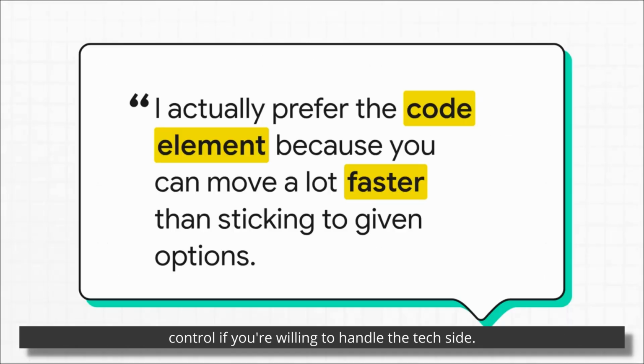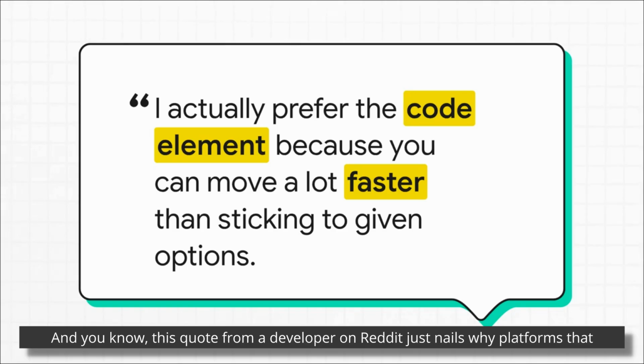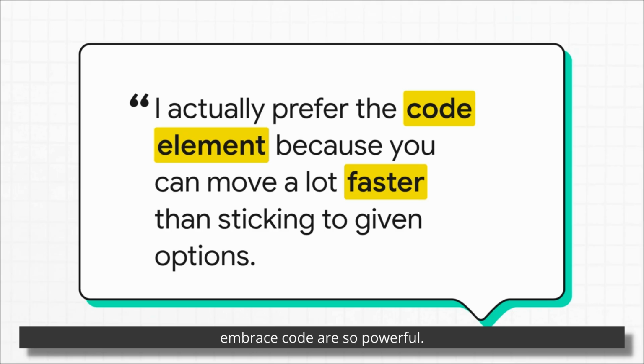Zapier gives you speed, Make gives you visual power, and N8N gives you ultimate control if you're willing to handle the tech side. And this quote from a developer on Reddit just nails why platforms that embrace code are so powerful. Pure no-code can start to feel really restrictive. The ability to just drop into code for some custom logic, like you can in N8N or Pipedream, gives you an escape hatch. It's the ultimate flexibility to build exactly what you need.